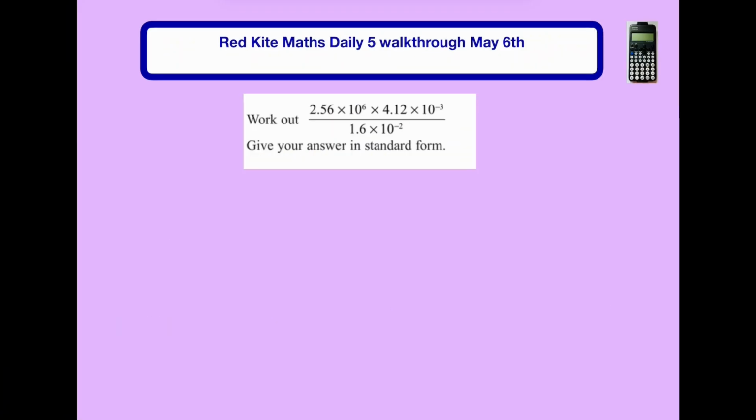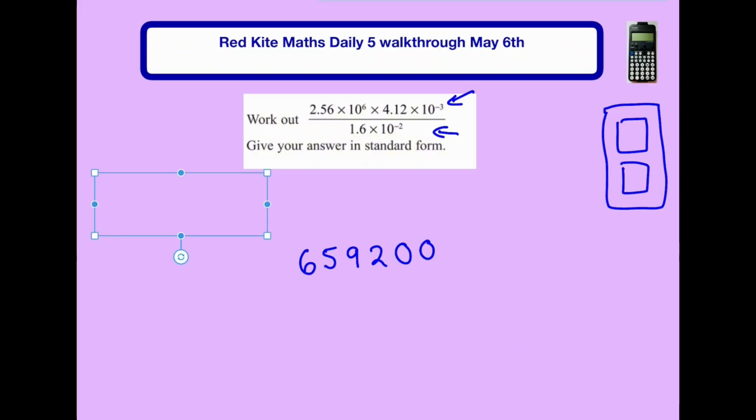Work out 2.56 times 10 to the power of 6 times by 4.12 times 10 to the minus 3, all divided by 1.6 times 10 to the minus 2. Okay, first of all, use your fraction button on your calculator. That's our friend. Type in the numerator and then press the down arrow, type in the denominator, and then press equals the answer button, the exe, and you'll get that as your number.